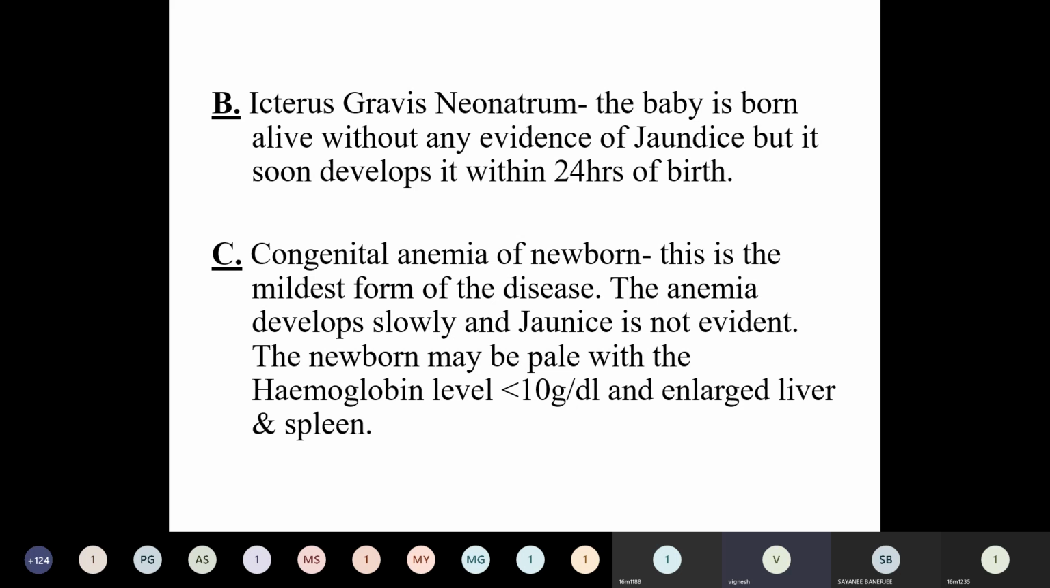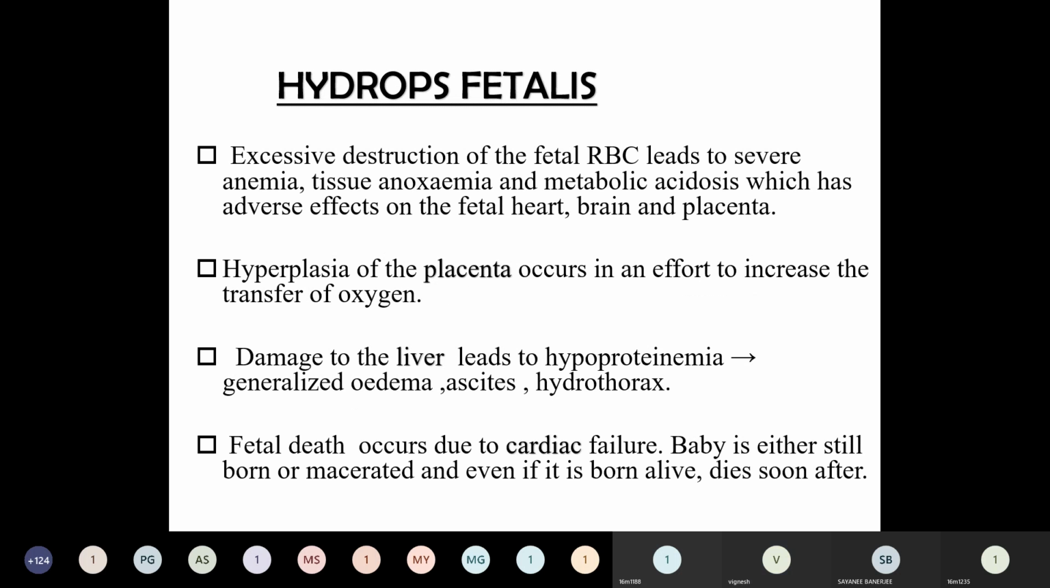The anemia develops slowly, the jaundice is not evident. The newborn may be pale with a hemoglobin level of less than 10 grams per deciliter with enlarged liver as well as spleen. So the 3 important fetal conditions in the hemolytic disease of the newborn: 1 is hydrops fetalis, 2 is icterus gravis neonatorum, and 3 is the congenital anemia of the newborn.